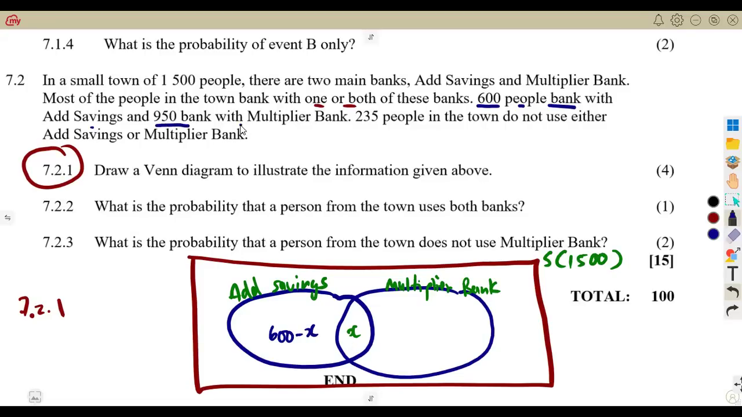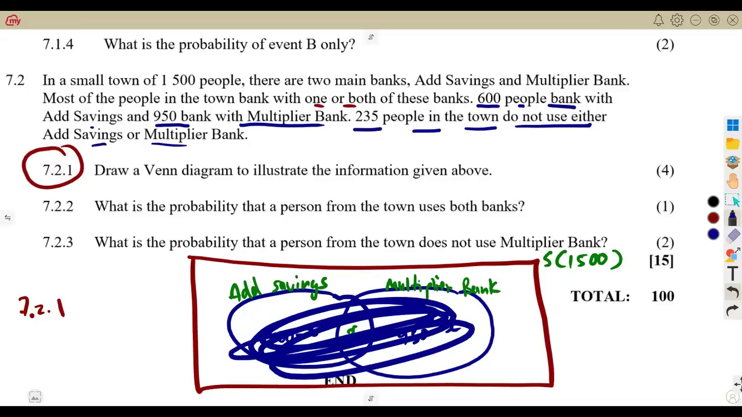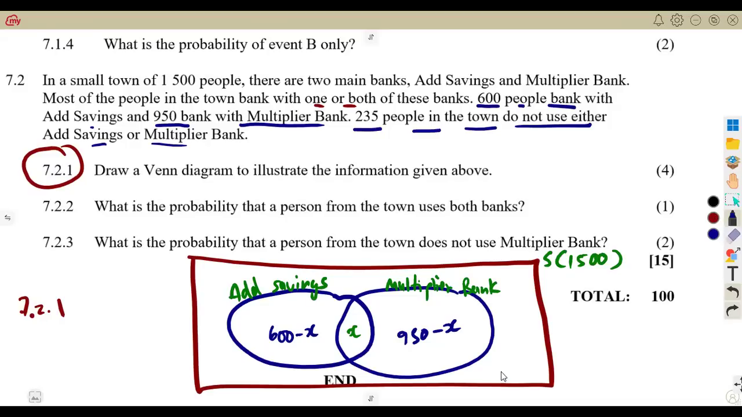950 bank with what? Multiplier Bank. This Multiplier Bank, there are 950 people. Of those 950, there are some who are using both. So we have to remove those who are using both. So it was supposed to be 950 minus X. And 235 people in the town do not use either Add Savings or Multiplier. They do not use these two banks. 235. These are the ones that you write outside of these two banks.